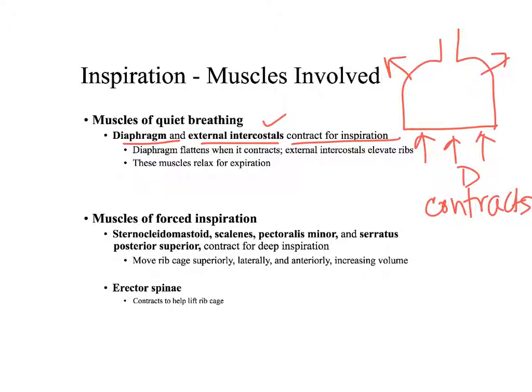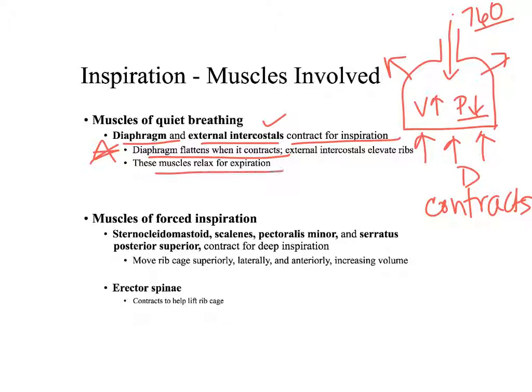So the diaphragm contracts. When this happens, we're going to increase the volume, so that means the pressure in here is going to go down. Then the pressure in here is less than the pressure out here, so the air will flow in. So the diaphragm flattens when it contracts. That's important. You need to know that.